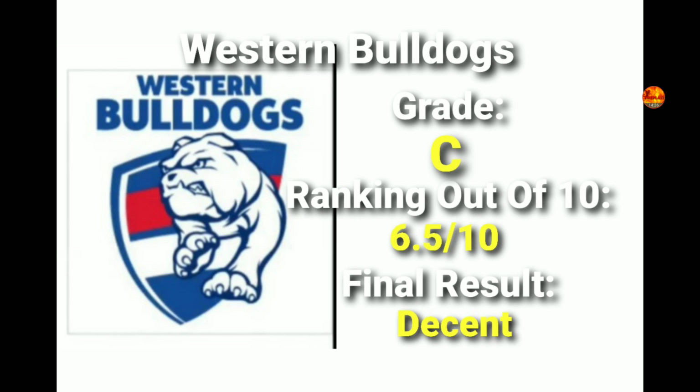Alright guys, now into the final club, the Western Bulldogs. I've given them a C, 6.5 out of 10 and a decent. The Western Bulldogs, they may have lost Lewis Young. I'm pretty sure 10 minutes after, they went and got Tim O'Brien, so they were pretty well set there. The thing about Tim O'Brien is he's so versatile. He's going to really help the Dogs.